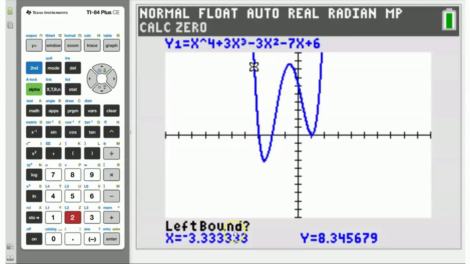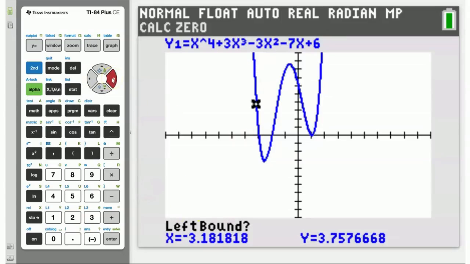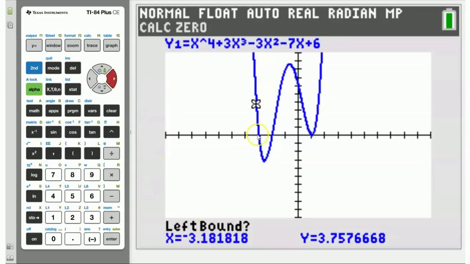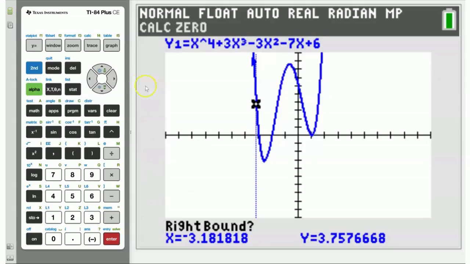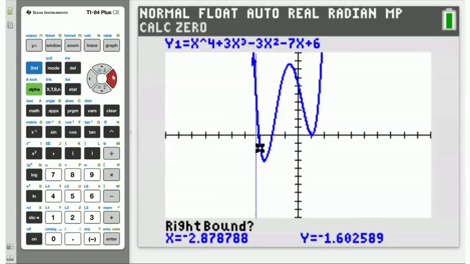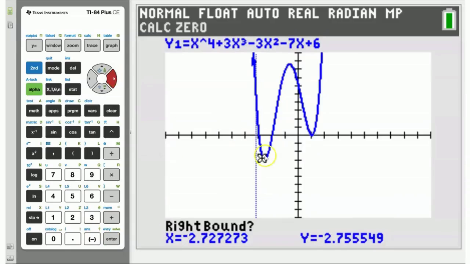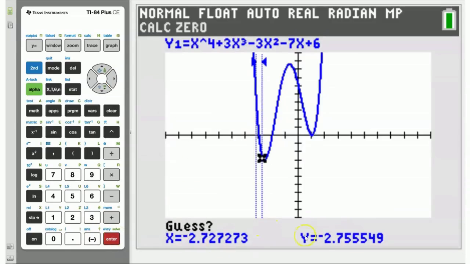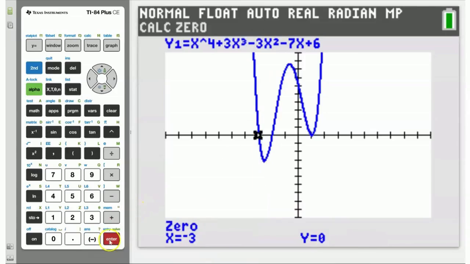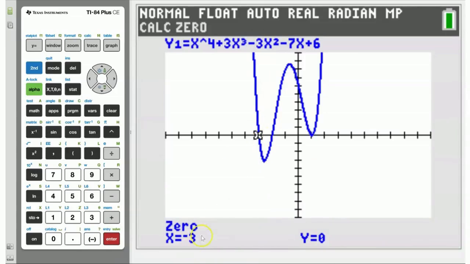So this says left bound. So they're saying, what's the left side of this point that we want to look? Hit enter. And then you want to move, Mr. Blinky Guy, use your arrow keys. Hit to the right of that point, hit enter. Guess, that question's dumb. Texas Instruments took it out later because they realized it was dumb. So hit enter. All right, and it confirmed that answer as -3, 0.